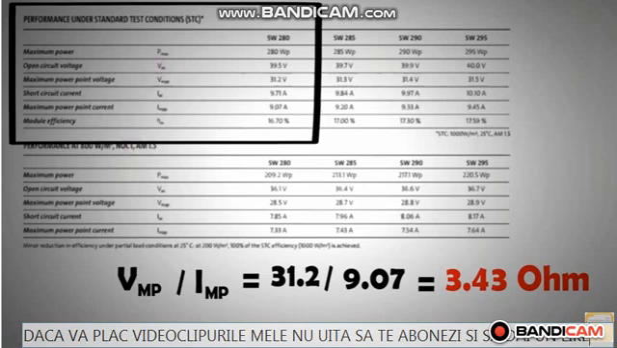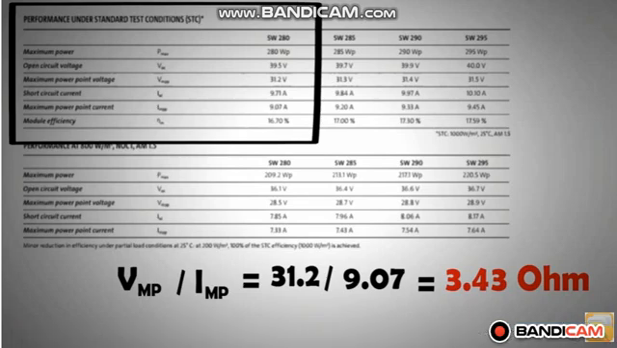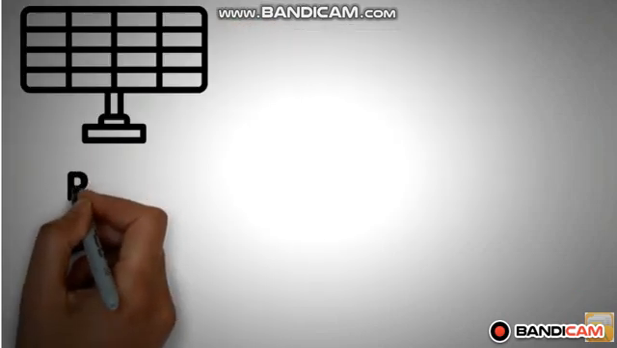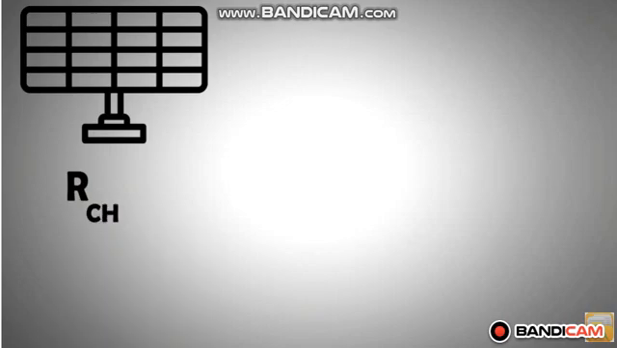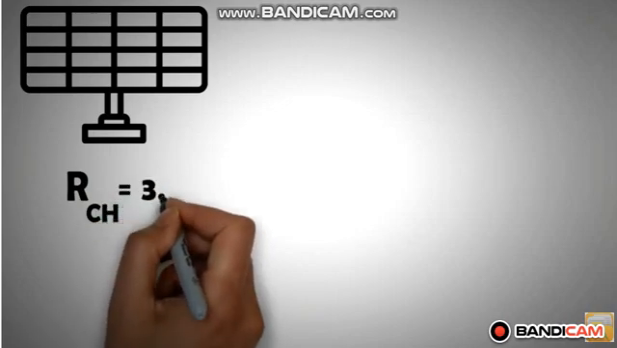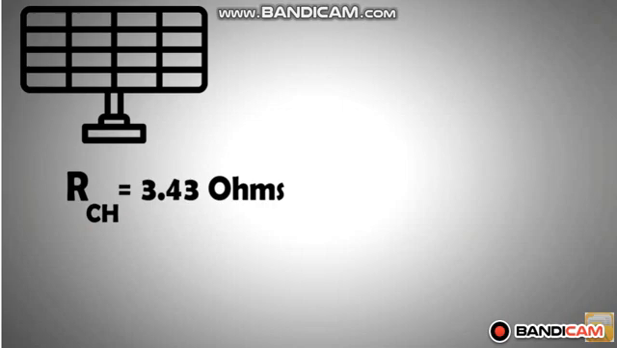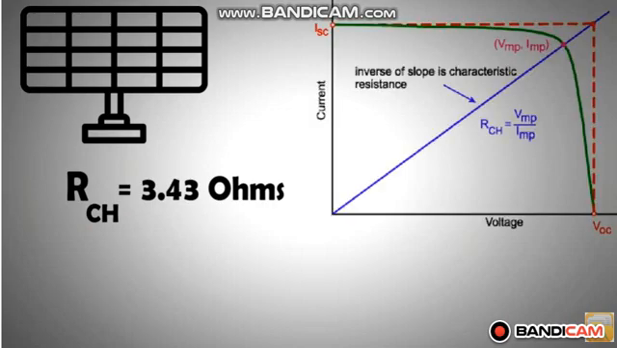If the maximum power current and voltage are not available, then we can use the open circuit voltage and the short circuit current values to obtain the characteristic resistance roughly. So as mentioned before, in this case we have a value of 3.43 ohms. If the load resistance is around 3.43 ohms for this panel, only then we will be able to get the peak power from this panel.